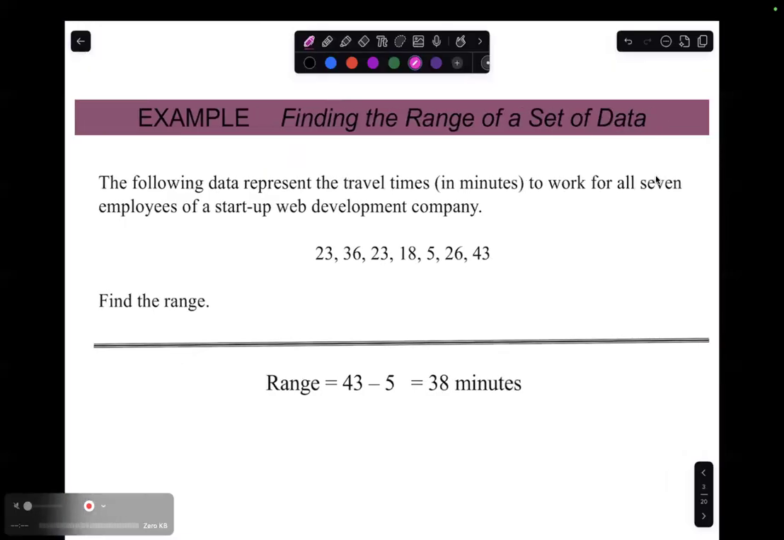So here for the travel times that we used on Tuesday, we take 43, which was our longest time, minus 5, which is our lowest. So there's a 38-minute range between the shortest travel time and the longest travel time. That's it. That's all there is to it.